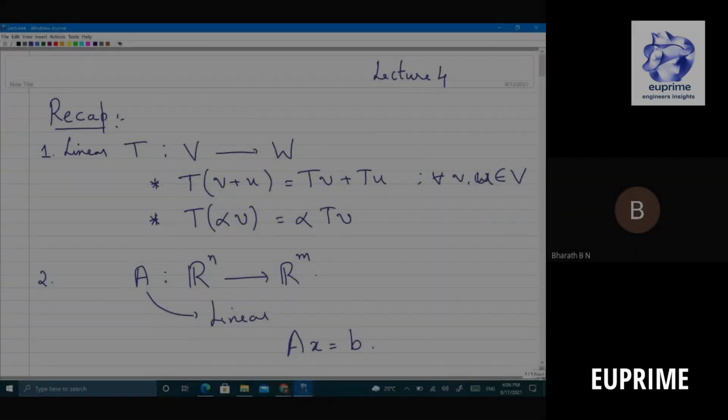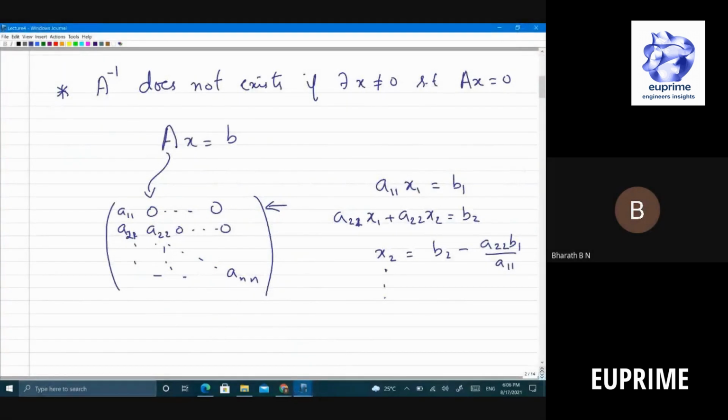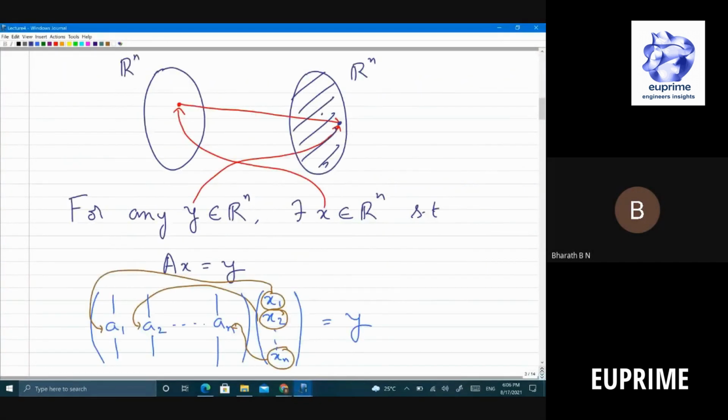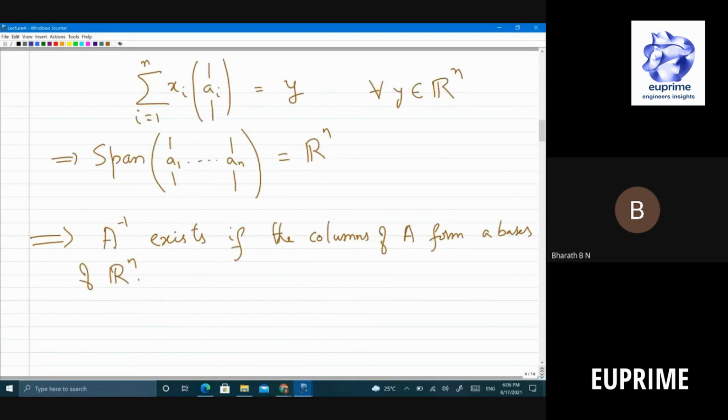Okay, so what did we study in the last class? We asked the question of when the inverse of a matrix A exists. In order to answer that, we looked at various things. For example, we looked at what is known as the kernel, Ax equal to 0. If you have an x not equal to 0 such that Ax equal to 0, then the matrix A cannot be inverted.